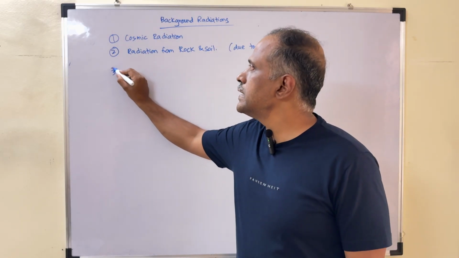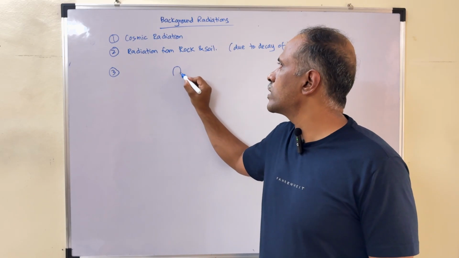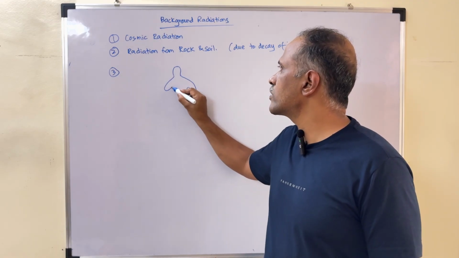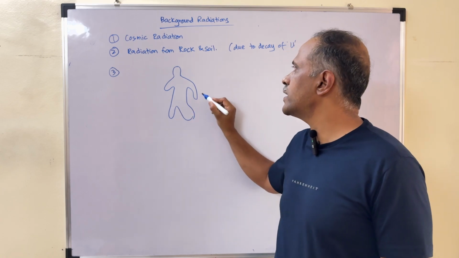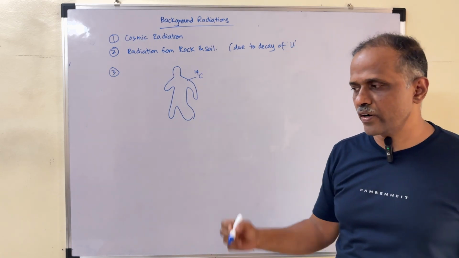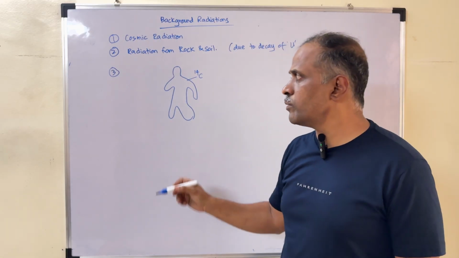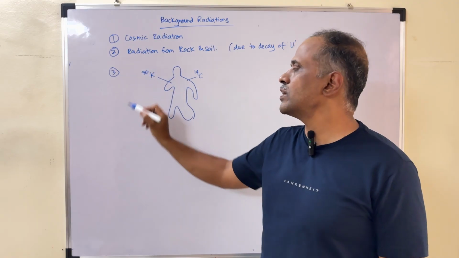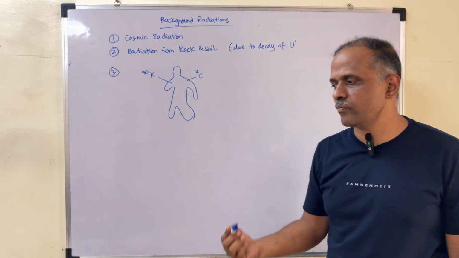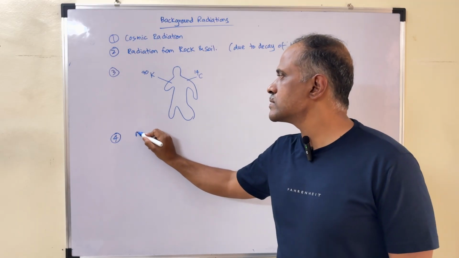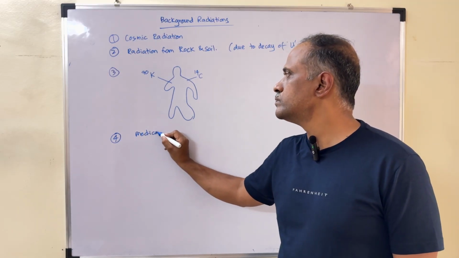Thirdly, there are certain radioactive isotopes in our body. Carbon 14 is a radioactive isotope in our body. Secondly, potassium 40 is also a radioactive isotope found inside our body. Fourthly, the medical source.